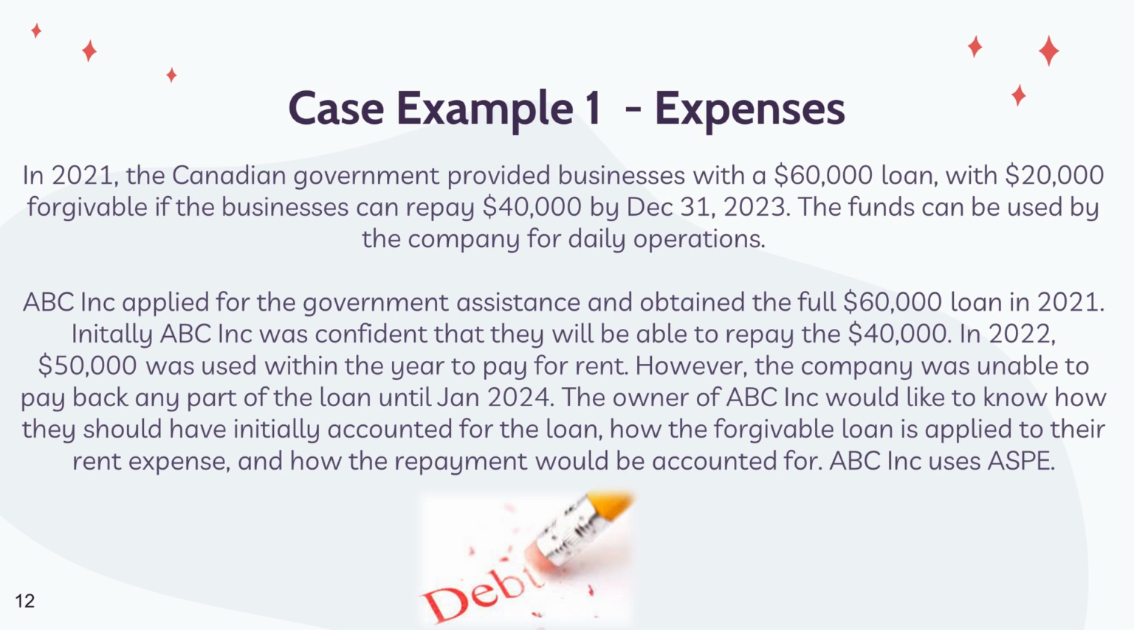However, the company was unable to pay back any part of the loan until January 2024. The owner of ABC Inc. would like to know how they should have initially accounted for the loan, how the forgivable loan is applied to their rent expense, and how the repayment would be accounted for. ABC Inc. uses ASPE. So for anyone that wants to solve the problem on their own before they see the solution, feel free to pause the video.